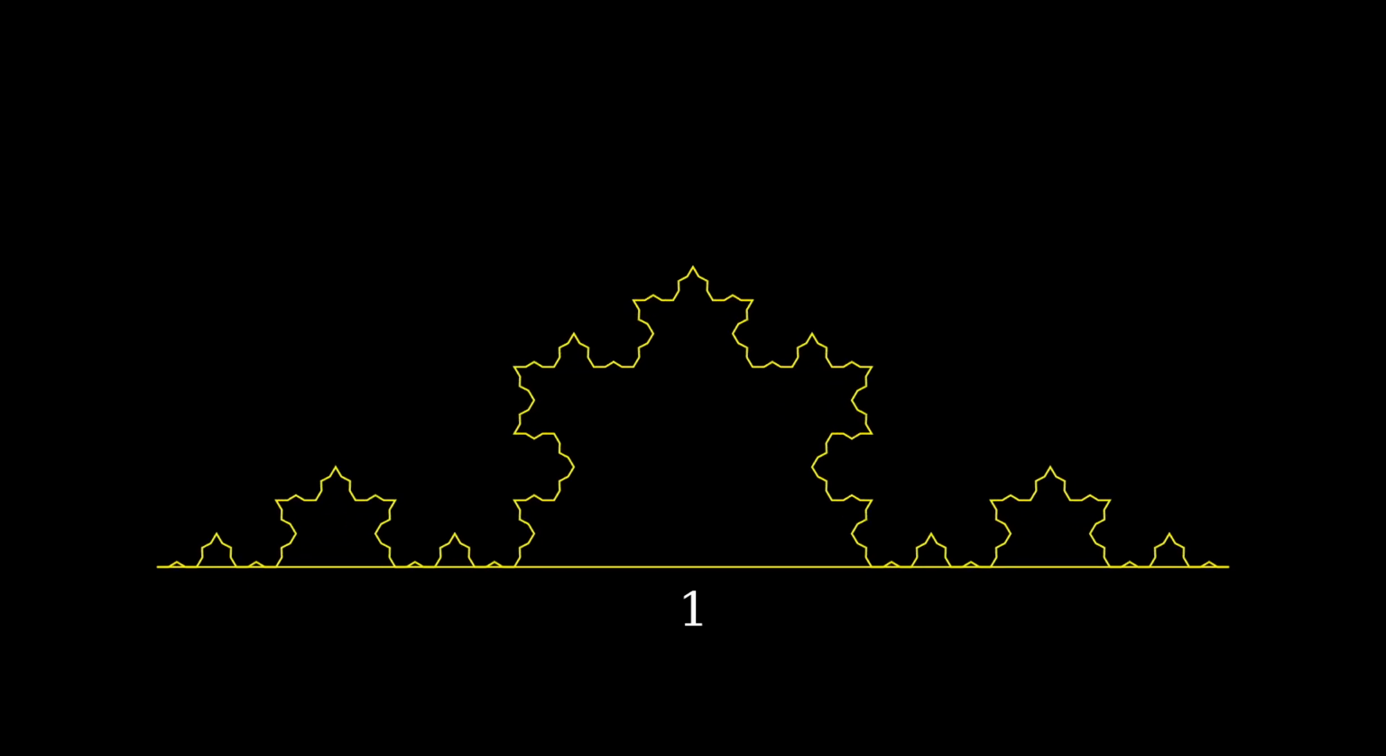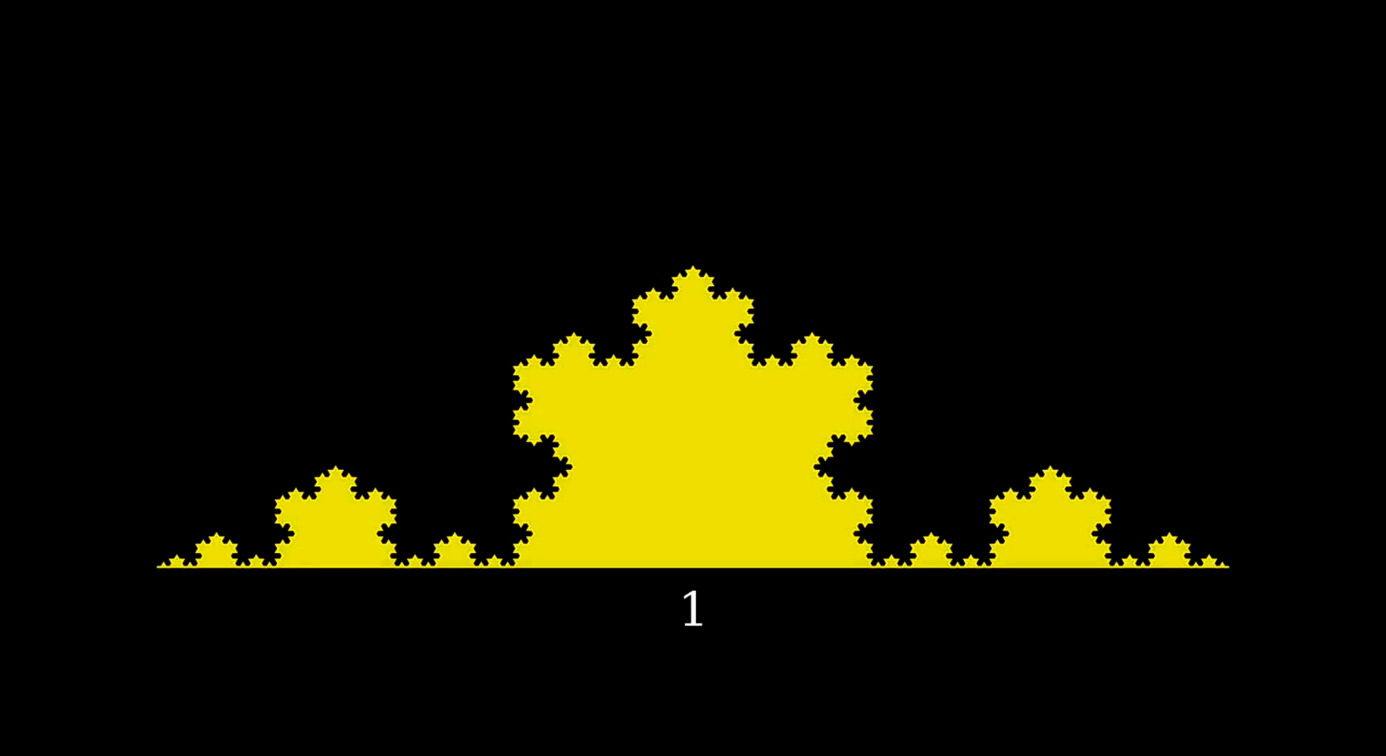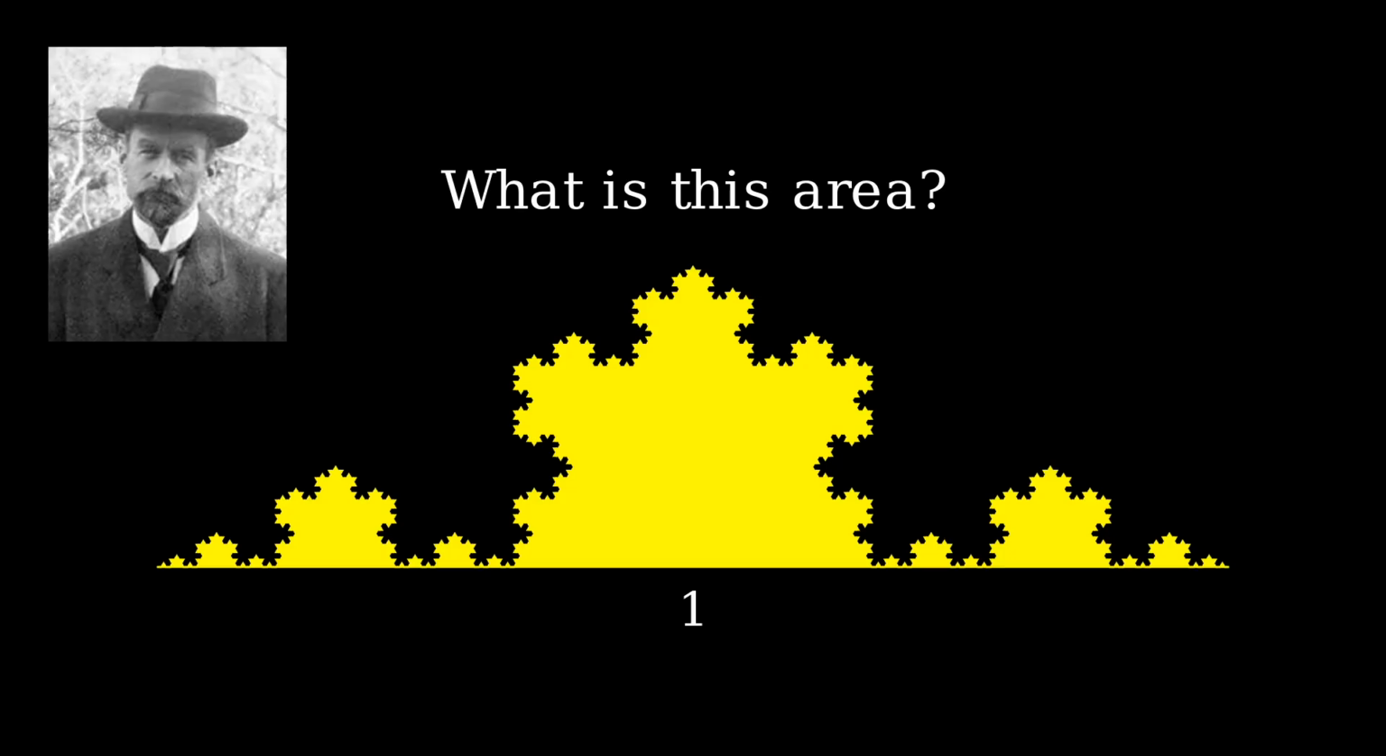Here we use the first 5 iterations to approximate the limit fractal curve. What is the area of the region contained between the Koch curve and the initial segment? Helge von Koch, in his 1904 paper that described the construction of the curve, computed the area using a geometric series. We will use a different method by exploiting the self-similarity of the fractal curve.